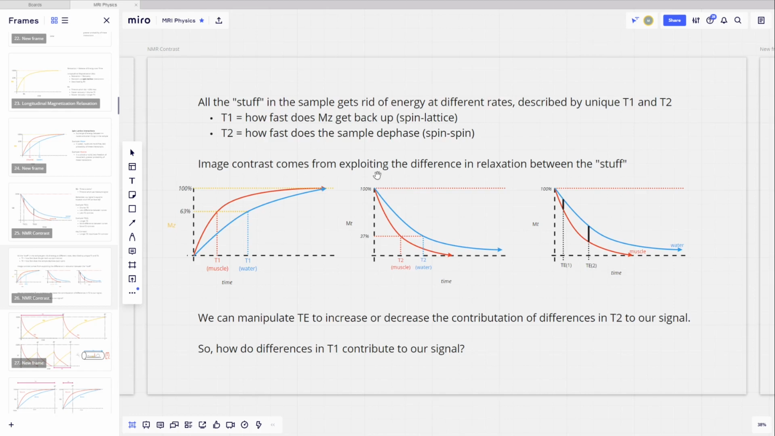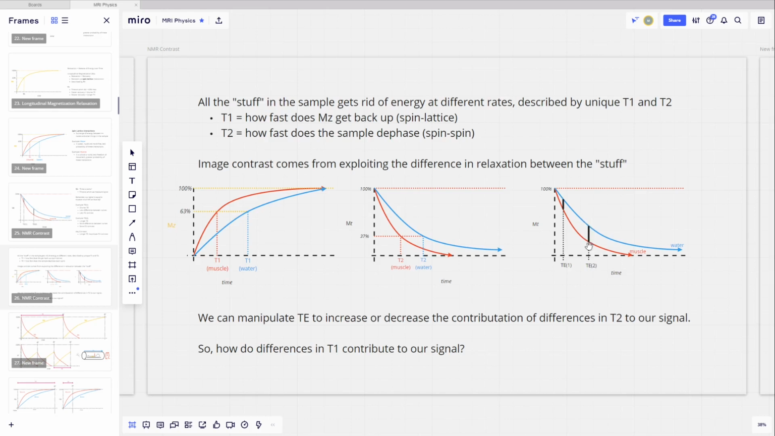We used the example of muscle and water, and we talked about how we can manipulate TE. Depending on when we decide to measure the signal, we can increase or decrease the contribution of differences in T2 to our signal. This is the concept of T2 weighting. If you want a more T2-weighted signal, you're going to choose the longer TE because that's going to maximize the differences. I hope this makes fairly straightforward sense as far as how we get information about differences in T2 into our signal, which you can see right here.